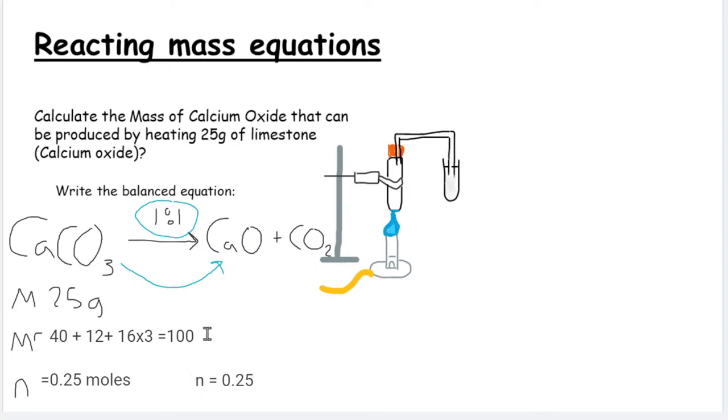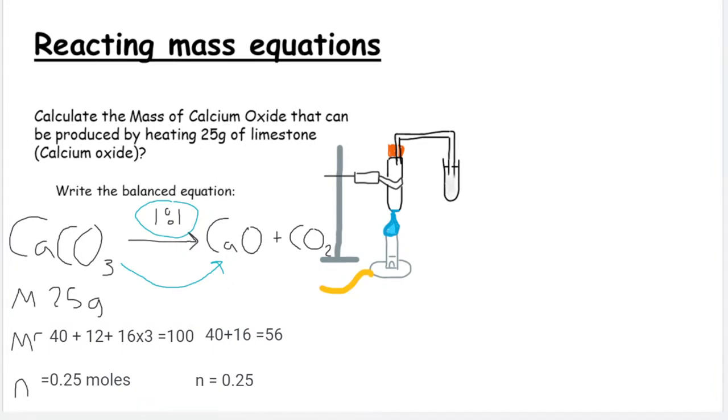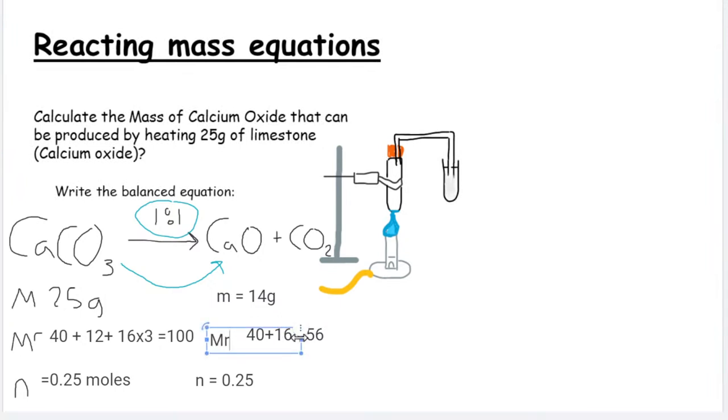This time, we're going to multiply. So we multiply by the MR of calcium oxide. Calcium oxide has an MR of 40 plus 16, which is 56. So we go 0.25 times 56. The maximum mass that I can make is 14 grams. So on the way back up with these reacting mass equations, you just multiply.